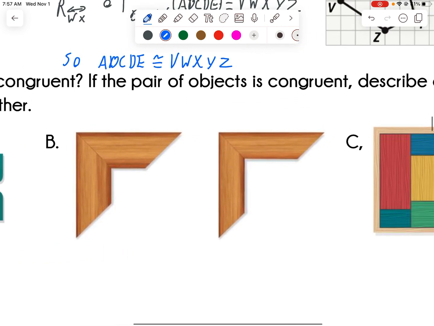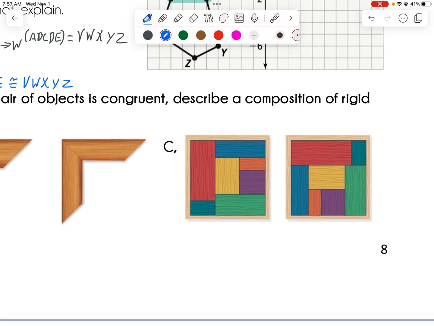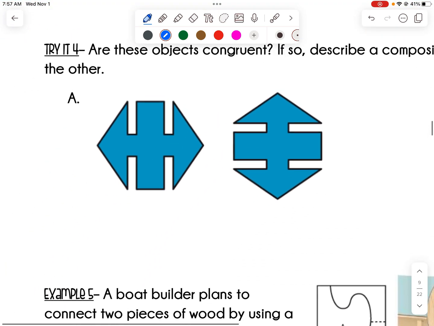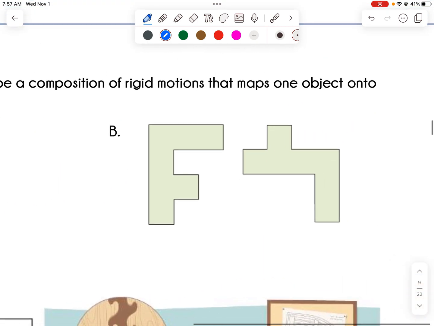Take a look at B here. Are those congruent? Take a look at C. Are those congruent? Now, with C, you're going to have to come up with 2 transformations to show that they're congruent. What about A here? Are these congruent? You could do 1 transformation or 2, depending on what you're thinking. For B here, are these congruent? Hopefully your answer is no.